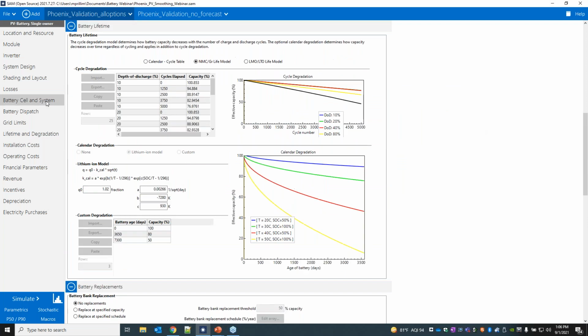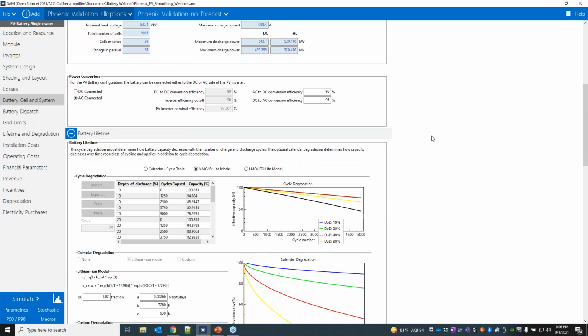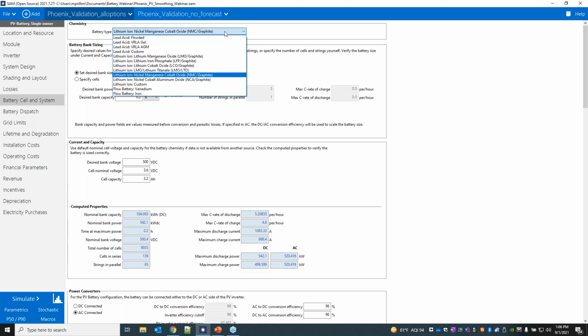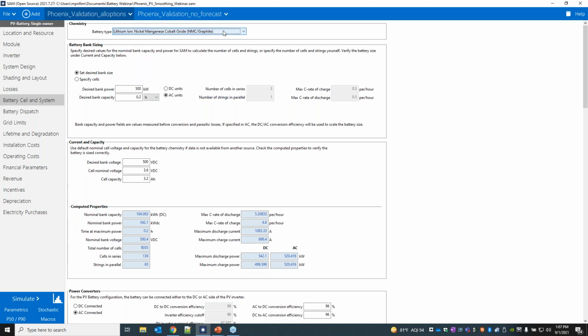I will start at our battery cell and system page. This is a PV battery system with a single owner financial structure. We can begin at the top where we have our different options for battery chemistries, for different lithium ion batteries, lead acid batteries, or flow batteries.